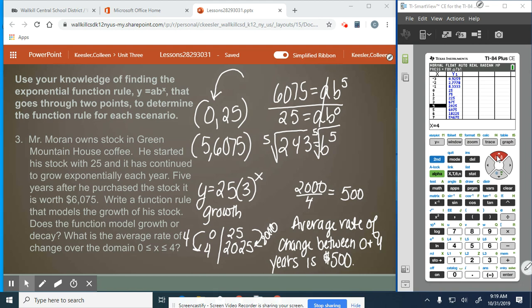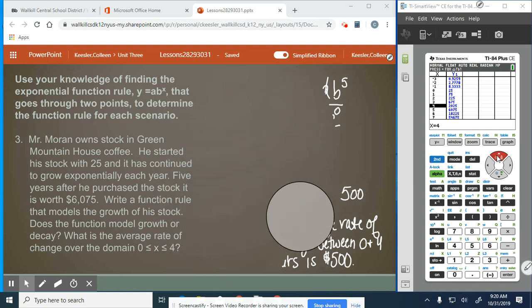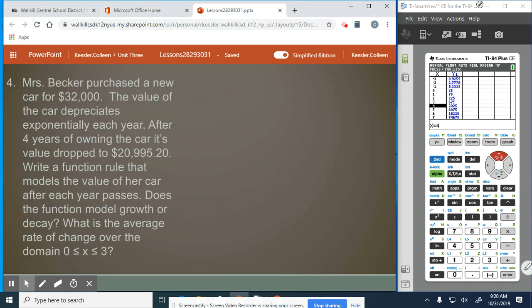Okay, so again, it's using the same idea of what we've been doing yesterday and the day before, looking at creating those functions. Let's see if we can do one more. Number 4. So here we have Mrs. Becker purchased a new car for $32,000. So since she's purchasing it, that is our starting value, or our 0 value. The value of the car depreciates exponentially each year. After 4 years of owning the car, it is now worth $20,995.20. Write a function rule that models the value of her car after each year passes.